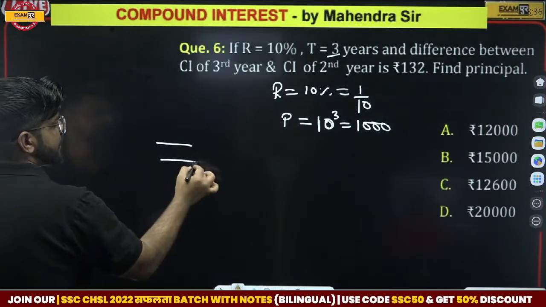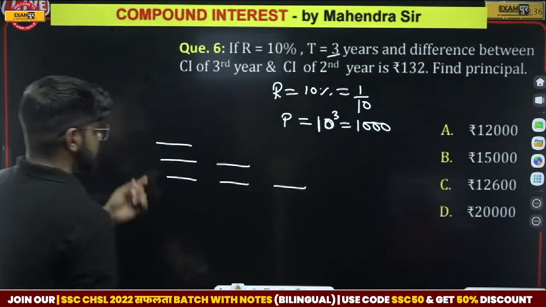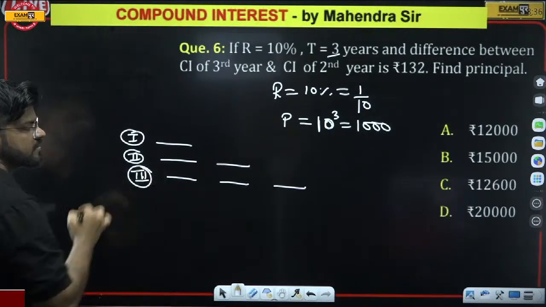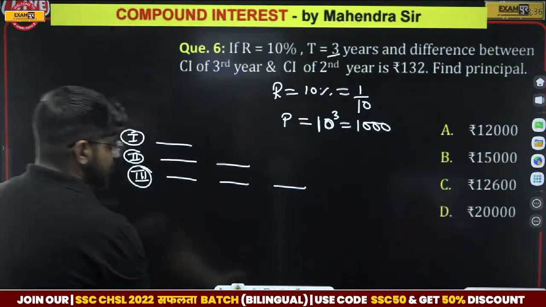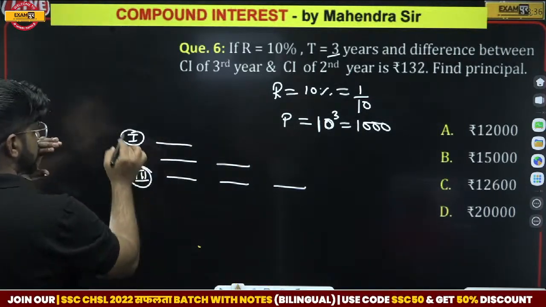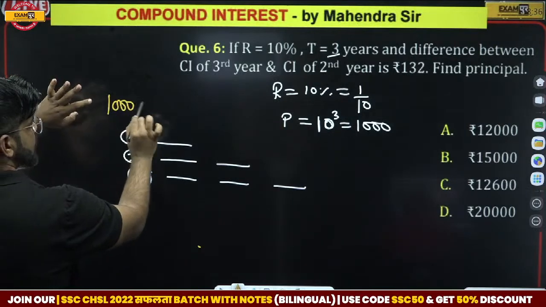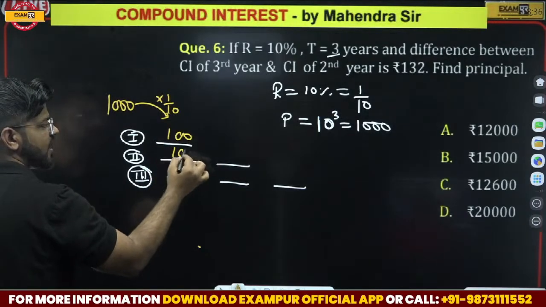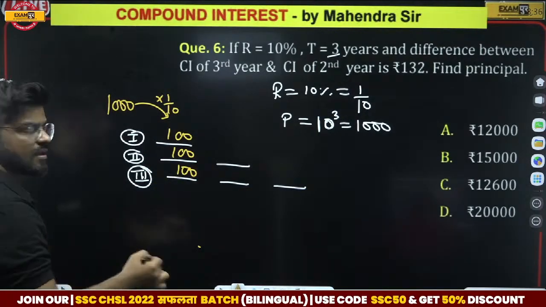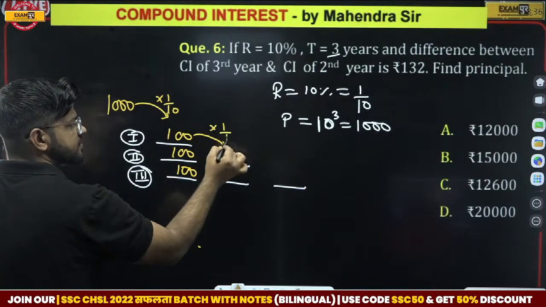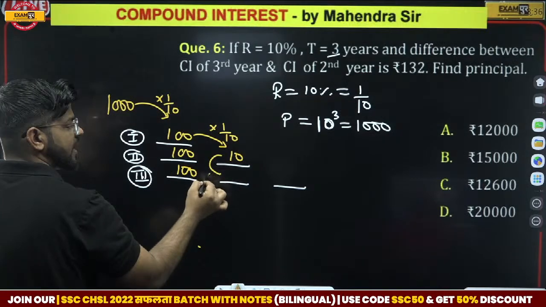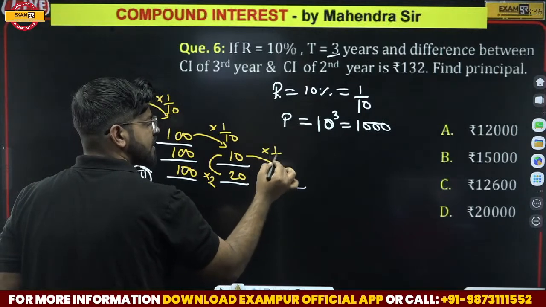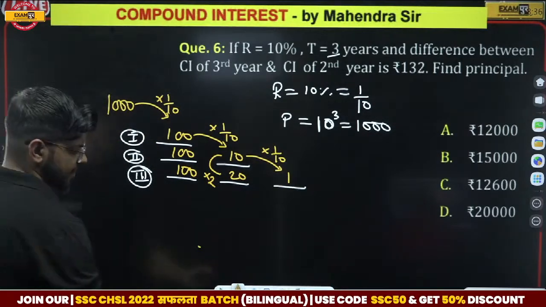Now for 3 years, I have to make 3 year slabs. This is for the first year, this is for the second year, and this is for the third year. This is my P, 1000, into 1 by 10, this is my R. We get 100 here, and 100, 100, 100 will be the same in the first slab. Again 1 by 10 here, we get 10, and here we have to double, so here will be 20, and here again 1 by 10, and we get 1.